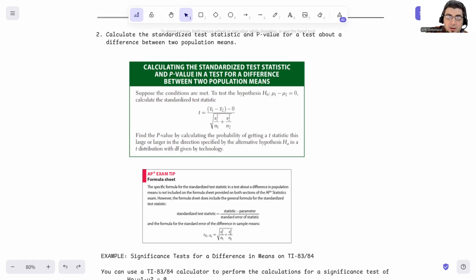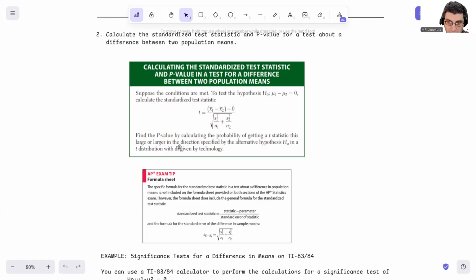So when the conditions are met, the three conditions, the random, 10%, and normal/large sample, then we can use the t-distribution with degrees of freedom calculated by the technology to figure out the p-value. So if the conditions are met and the null is the mean difference is equal to zero, then this is how you calculate the standardized test statistic. You do the difference in sample means minus zero divided by the standard error.